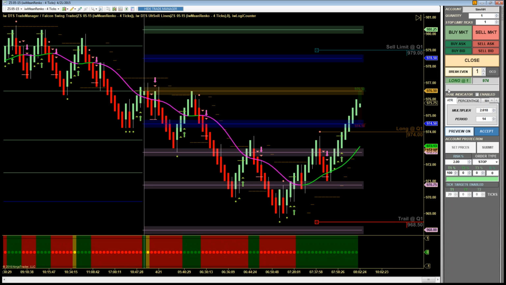However, there's never anything wrong with taking a look at what you have in open profit or loss for that matter, and just choosing to either grab the profit or stop the bleeding, either or, whatever the case may be.